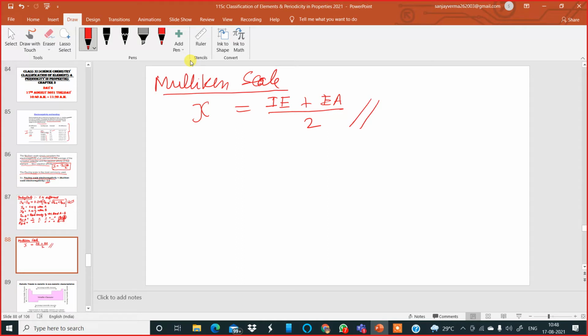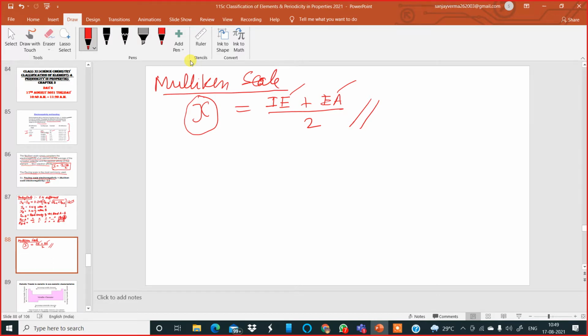That means if you know the ionization energy and the electron affinity of an atom, add them up, divide by 2, and you get the value of that atom on the Mulliken scale. So here it is possible to find out, according to the Mulliken scale, whether it is a purely covalent bond, a purely ionic bond, or 50% covalent and 50% ionic. So this was one concept which I wanted to clear in today's class.